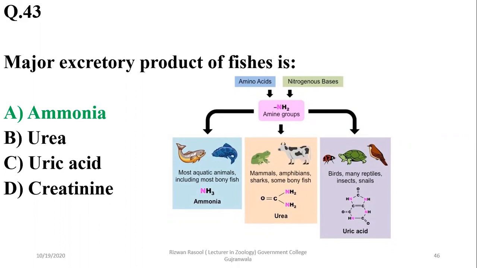Fishes, as well as most of the aquatic vertebrates, they release ammonia as their waste product, as well as aquatic invertebrates. But mammals, amphibians, sharks, and some bony fishes, they also produce urea as major excretory product. While uric acid is produced by birds, many reptiles, insects, and land snails.